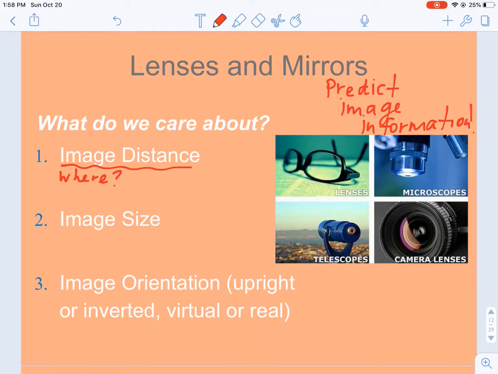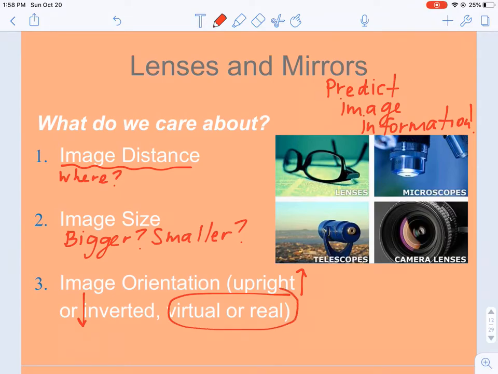Now, image size. When I look into a mirror, do I see myself as bigger than I really appear? Or do I see myself as smaller? Image orientation is talking about, is the image upright or is it upside down? And inverted means upside down. Is the image virtual or is it real? And that really we're going to talk about in connection with image distance in addition to orientation. And we'll talk about that in a little bit.